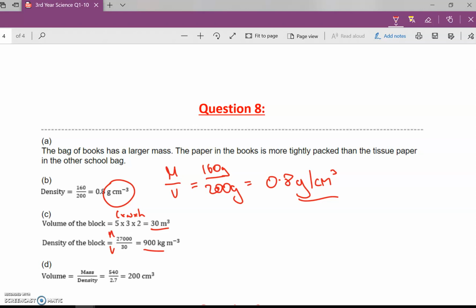And lastly then, they give us a piece of aluminium. They give the density as 2.7, and they give the mass as 540. So then your formula is density equals mass over volume. This question is asking you to calculate volume. So the volume is the mass divided by the density. Okay, so it's like one of those speed, distance, time triangles.